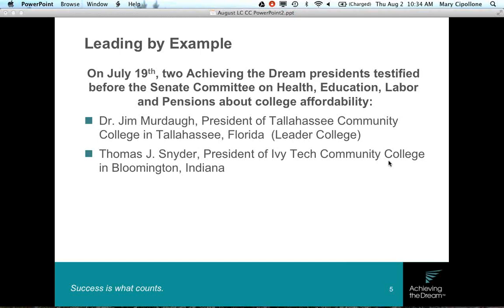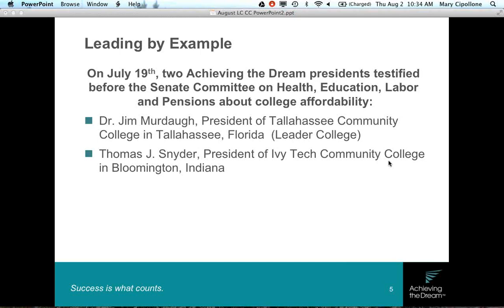Both of these gentlemen were asked to testify on July 19th before the Senate Committee on Health, Education, and Labor and Pensions. And the topic they were asked to comment on was about colleges, about the importance of keeping college costs under control. I just wanted to share one snippet with you from Tom Snyder's commentary, because he was kind enough to mention Achieving the Dream in his testimony.